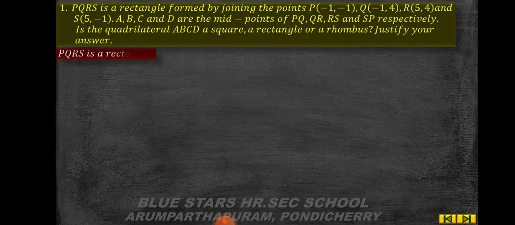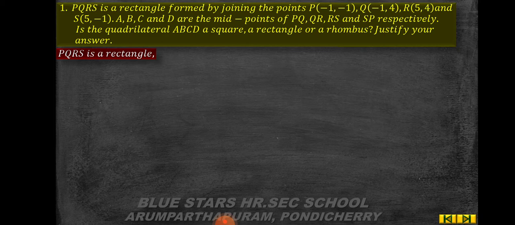Problem number 1. PQRS is a rectangle formed by joining the points P of minus 1 comma minus 1, Q of minus 1 comma 4, R of 5 comma 4 and S of 5 comma minus 1. A, B, C and D are the midpoints of PQ, QR, RS and SP respectively. Is the quadrilateral ABCD a square, a rectangle or a rhombus?